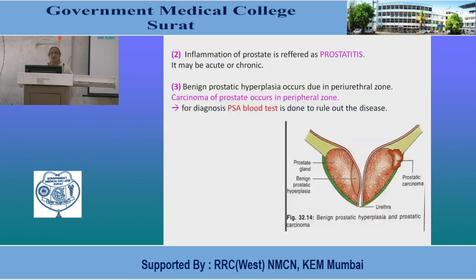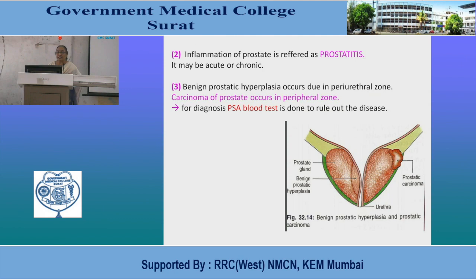Now, another applied, clinical aspect of the prostate. Inflammation of the prostate is called prostatitis, and it may be acute or chronic. Number three, benign prostatic hyperplasia, which you can see here in the given diagram. It is common and occurs in the periurethral zone. Carcinoma of the prostate occurs in the peripheral zone.